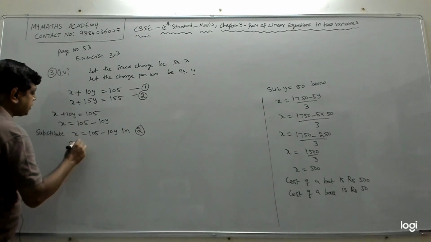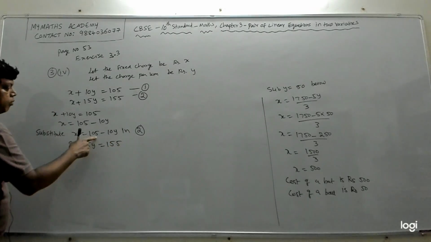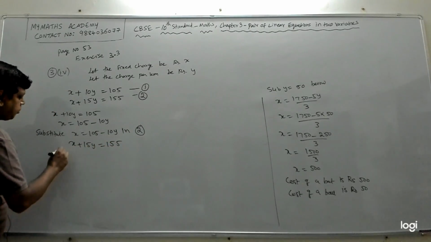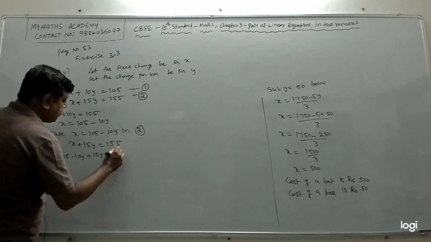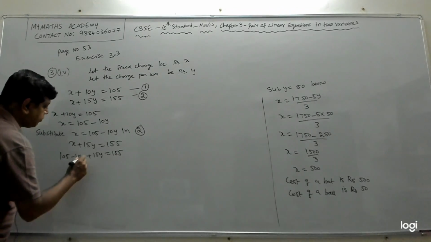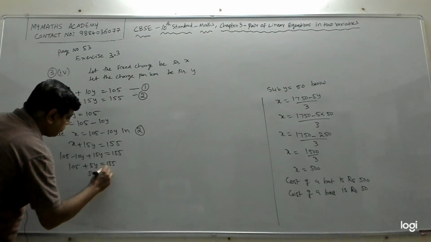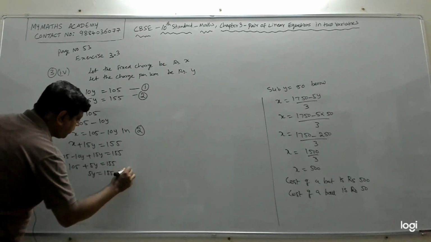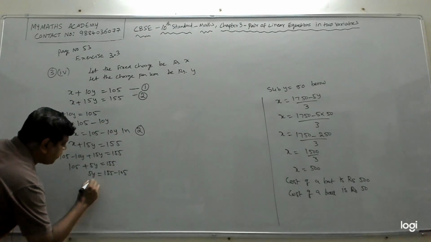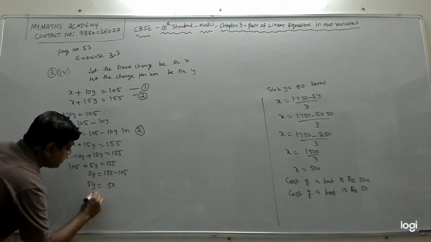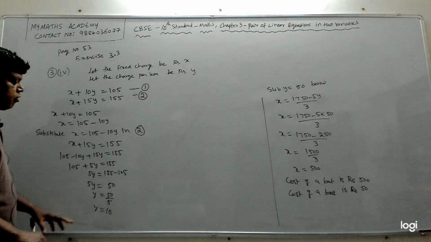So what is the second equation? x plus 15y equal to 155. My x is 105 minus 10y, that I will substitute here. In the place of x I put 105 minus 10y plus 15y equal to 155. So 105 plus 5y equal to 155. So my 5y is equal to 155 minus 105. This 105 comes to this side, it becomes minus 105. So my 5y equals 50. So y is equal to 50 by 5, which means y is equal to 10 rupees. So we have found y.